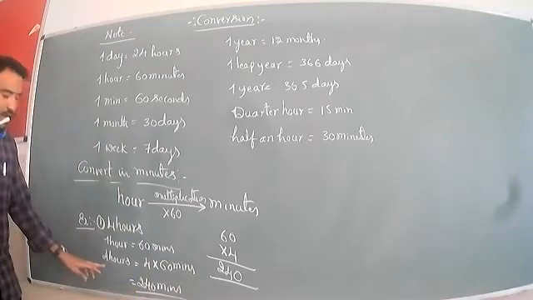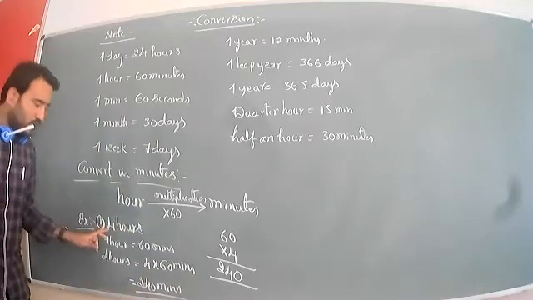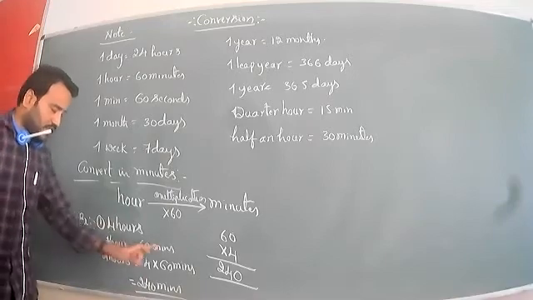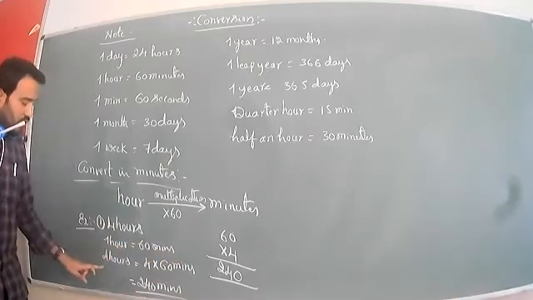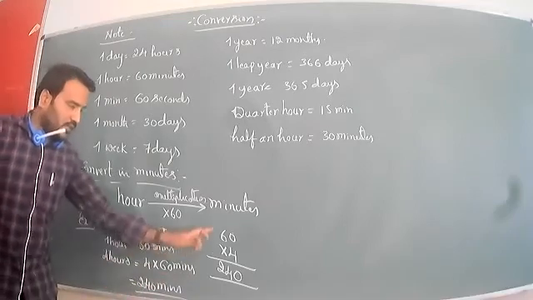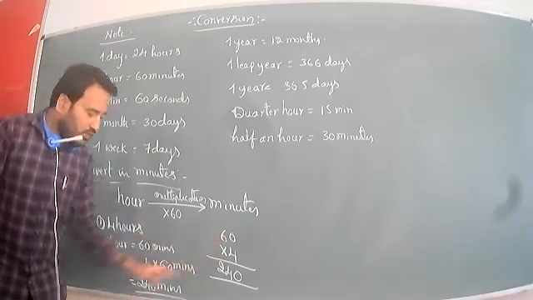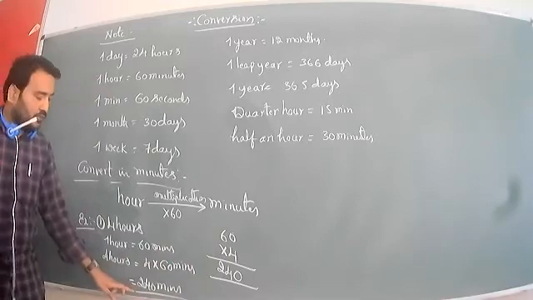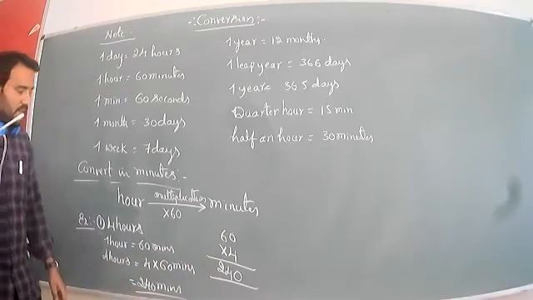I hope all of you understand. 4 hours equals 4 into 60 minutes. So the answer is 60 into 4, we get 240 minutes.